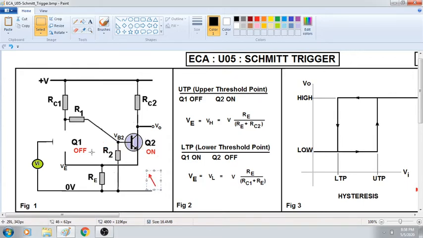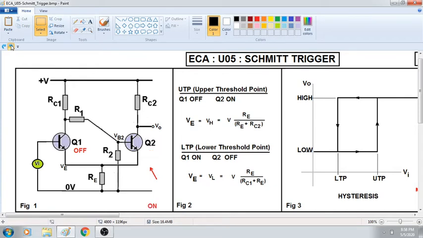We assumed Q1 is off, Q2 is on, and we are calling it the upper threshold point. For this upper threshold point, always remember the emitter voltage will be calculated. This emitter voltage we are calling UTP or VH, which is equal to V into RE by RE plus RC2, where V is the supply voltage. Now we will go to the next calculation.